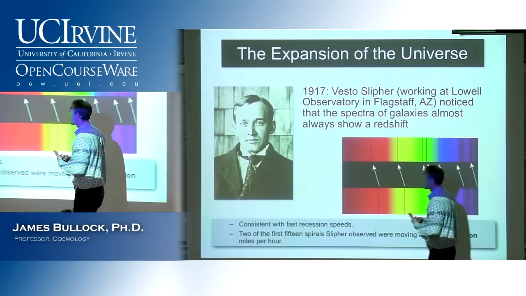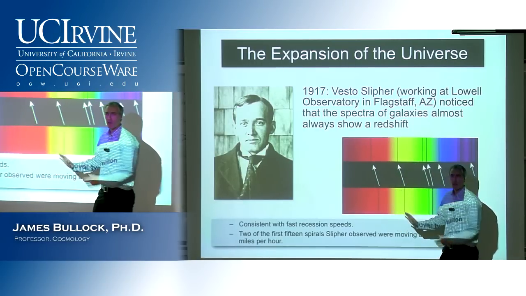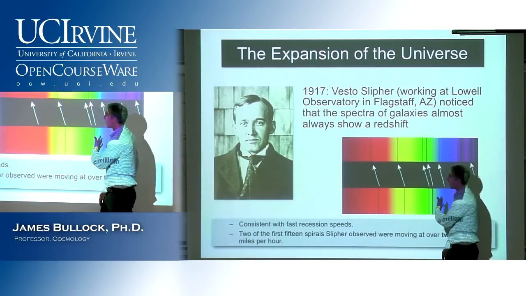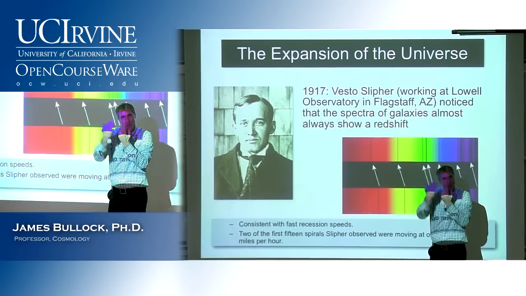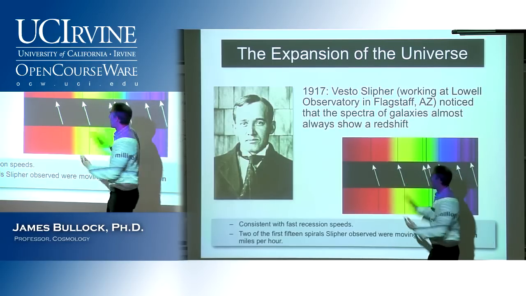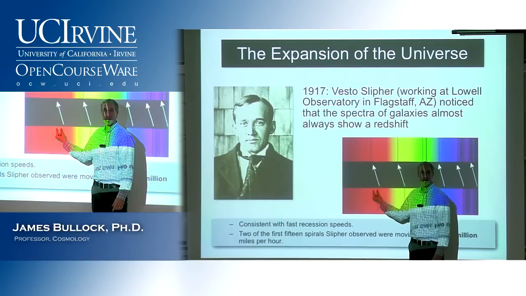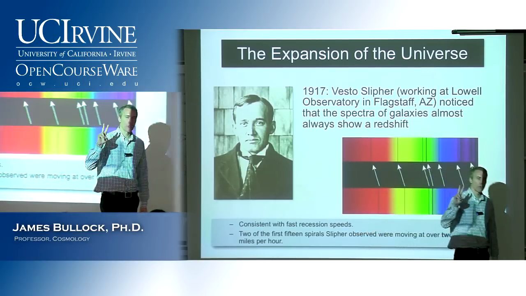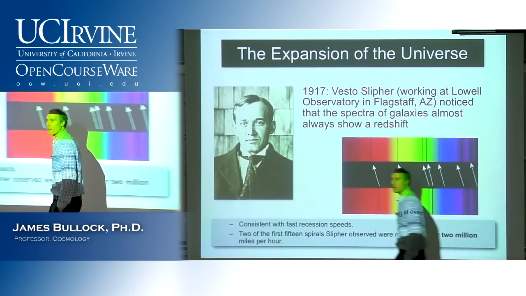Specifically, the redshifts were so big. If you recall, you have absorption lines in a spectrum associated with atoms. When an object is receding from you, that stretches the wavelength of the light and moves those lines over a bit. By measuring this shift, you can associate that with a velocity. And the velocities he was measuring were huge. Two of the first 15 galaxies that he looked at were moving at over 2 million miles an hour.